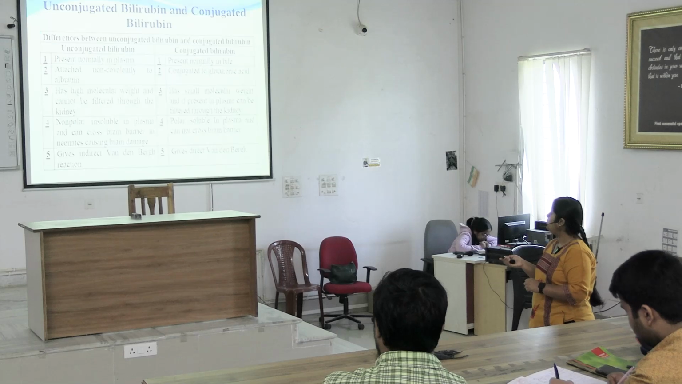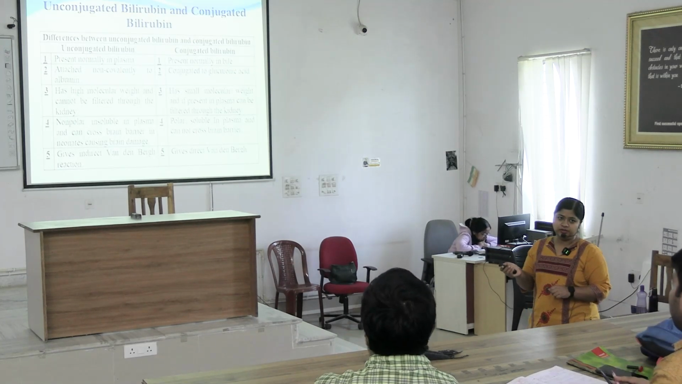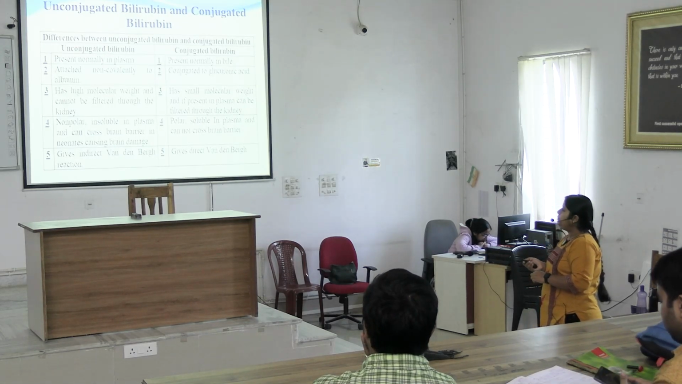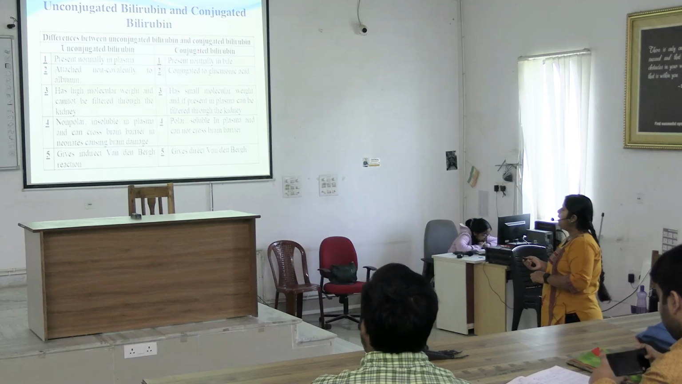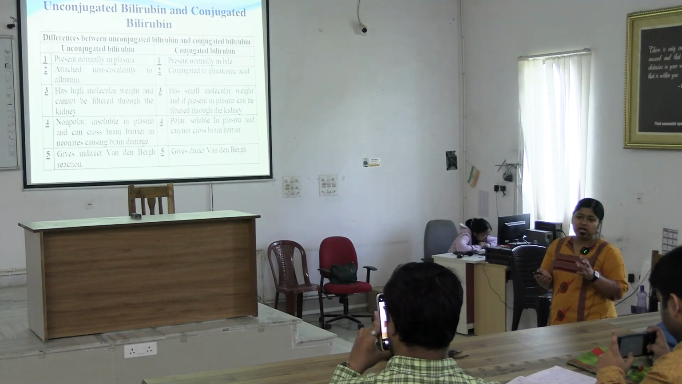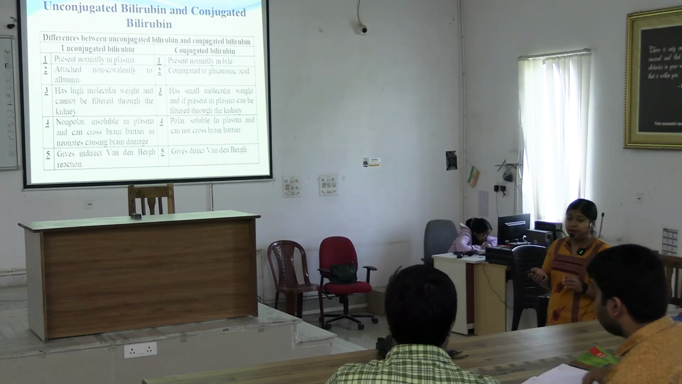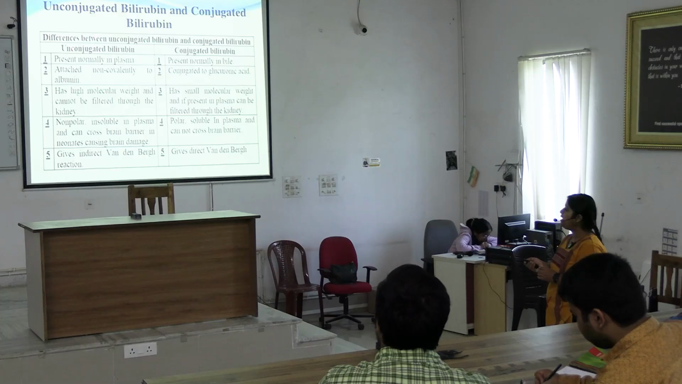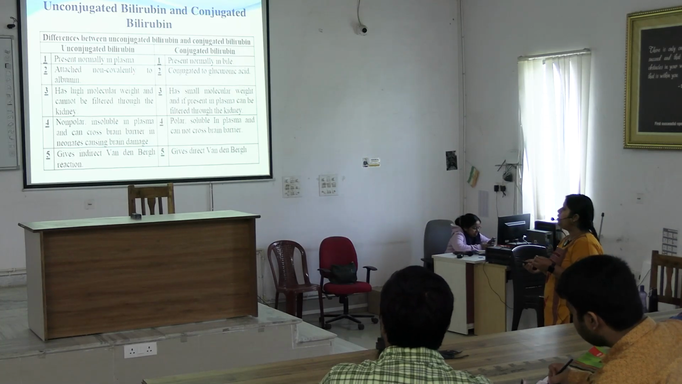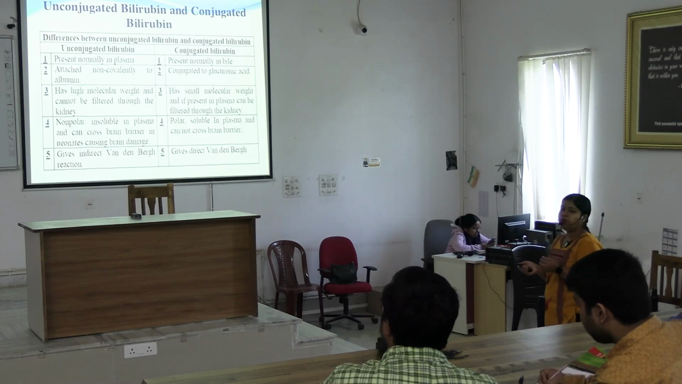Okay, clear? Now see, what is the difference between unconjugated bilirubin and conjugated bilirubin? It can be asked. Unconjugated bilirubin is present normally in plasma and conjugated bilirubin is present normally in bile. After conjugation, whatever conjugated bilirubin is produced is excreted in bile, so it is present normally in bile, whereas unconjugated bilirubin we can find in plasma. They are attached non-covalently to albumin, whereas conjugated bilirubin is conjugated to glucuronic acid.